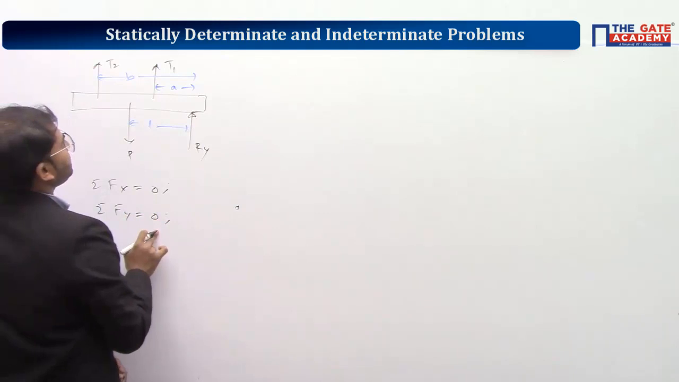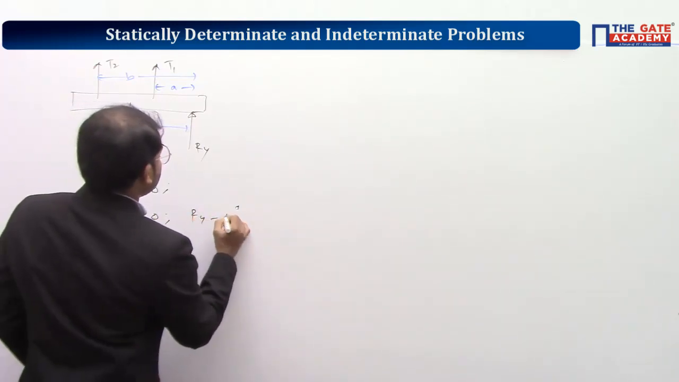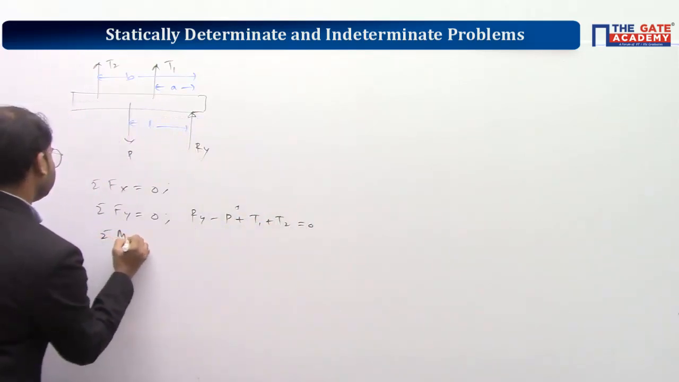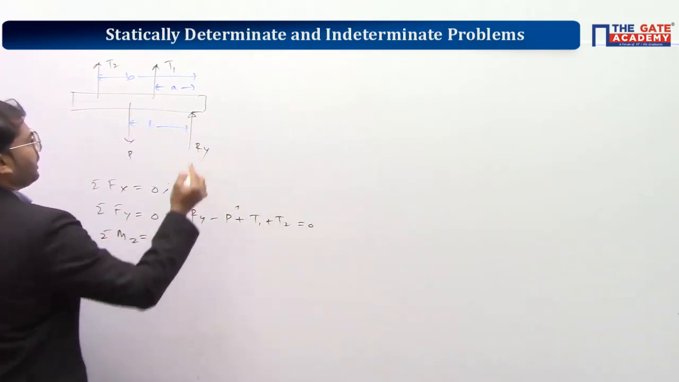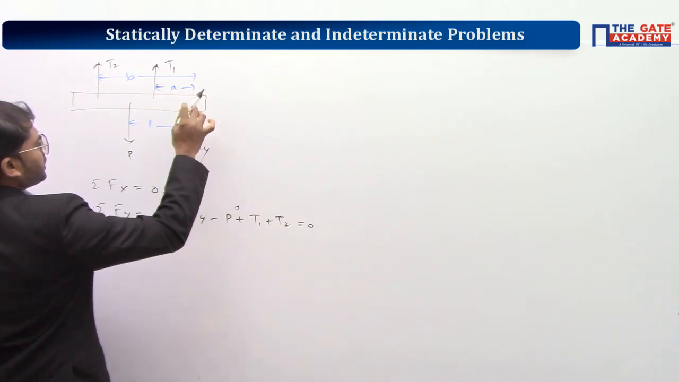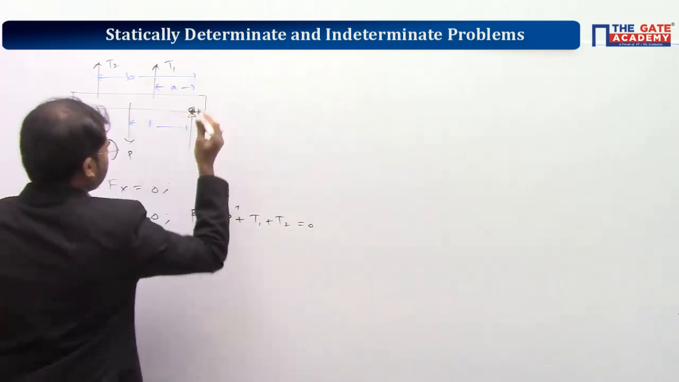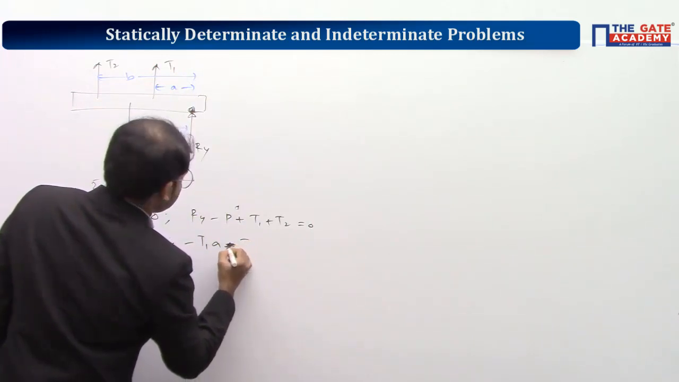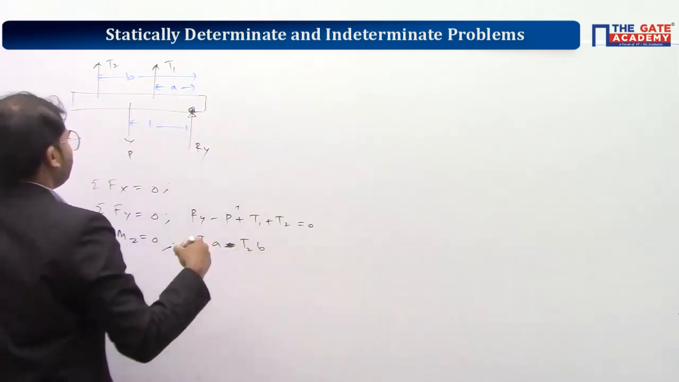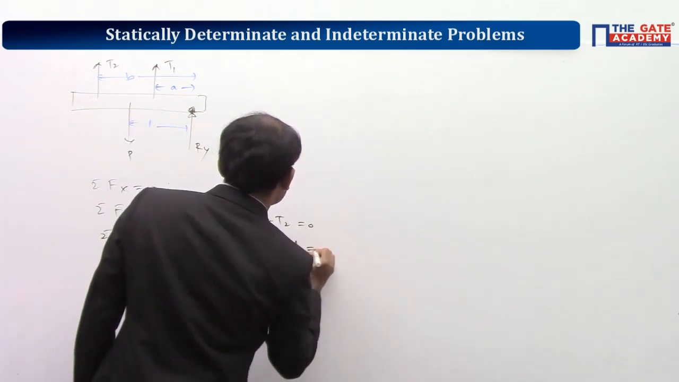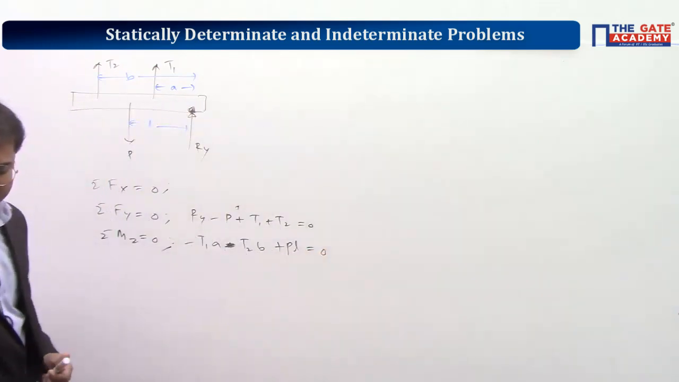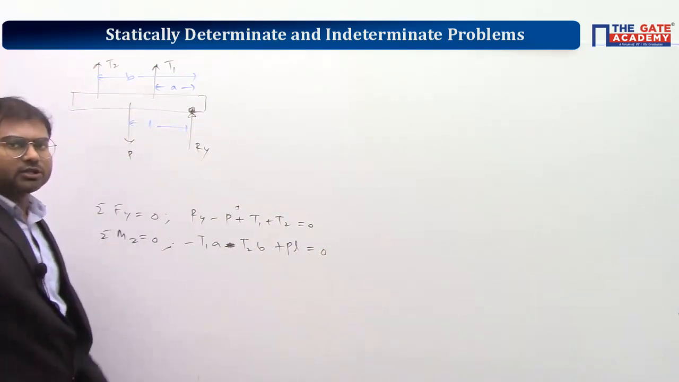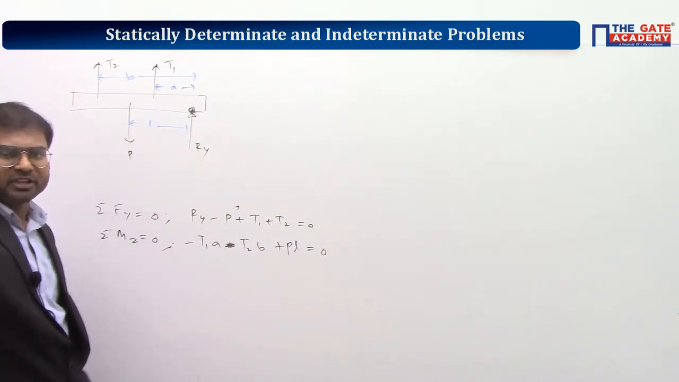So if we take sigma Fy is equal to 0, we have Ry minus P plus T1 plus T2 is equal to 0. And sigma Mz is equal to 0 if you take it, I'm taking a moment about this point because Ry is unknown. So T1 into A clockwise and T2 into B also clockwise, P into L anti-clockwise is equal to 0. Understood? Okay. So this equation is not required for us. There's no use of that.